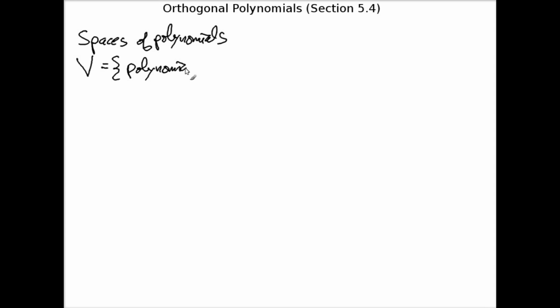The next topic is orthogonal polynomials, section 5.4. So we've talked about spaces of polynomials as vector spaces. For example, if you let V be the set of polynomials of degree less than or equal to n, this is a vector space. We've talked about this a little bit.